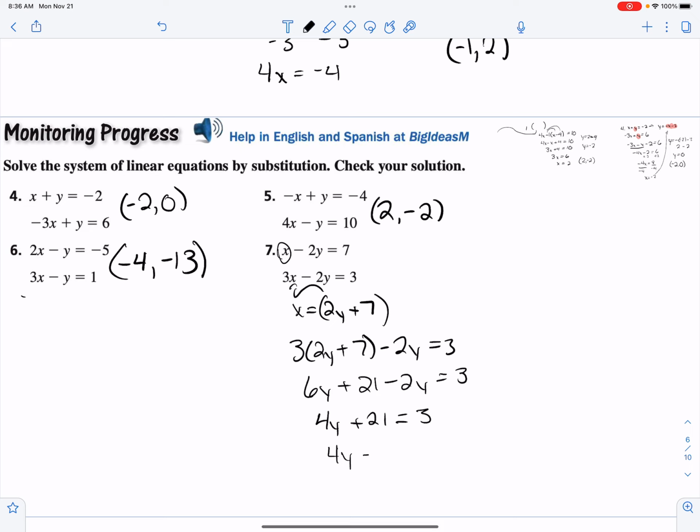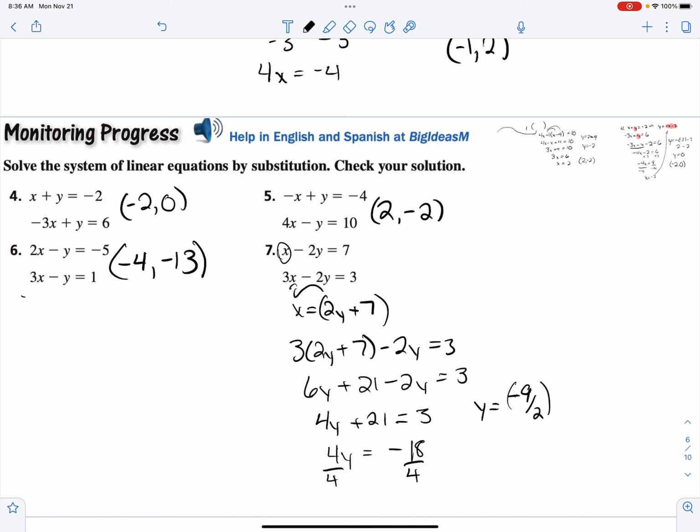We get 4y equals negative. Uh-oh, did I make a mistake somewhere? Let's double check. I don't know if I'm supposed to get fractions here. If I add that over, it's 2y plus 7. Plugged it in there, minus 2y. Maybe we get a fraction. Negative 18 divided by 4. So y is equal to, let's reduce that as much as we can. We'll divide by 2. Negative 9 over 2. It's not pretty, but that's okay.